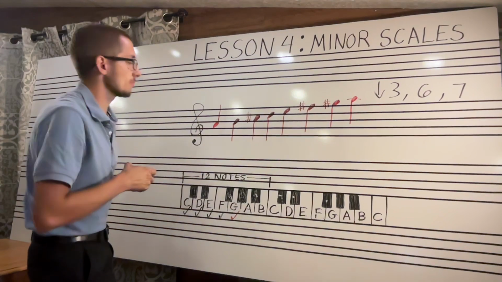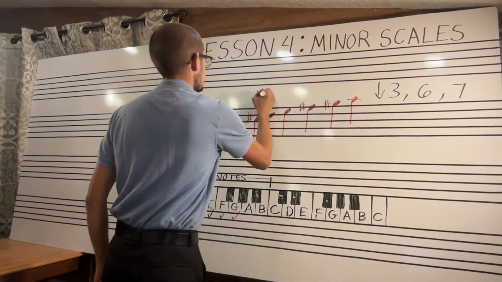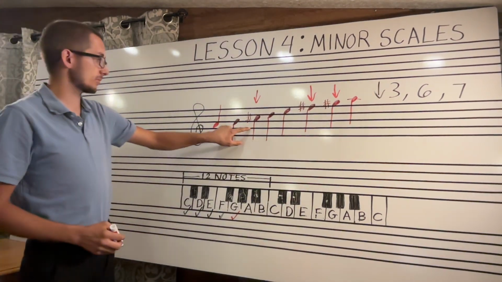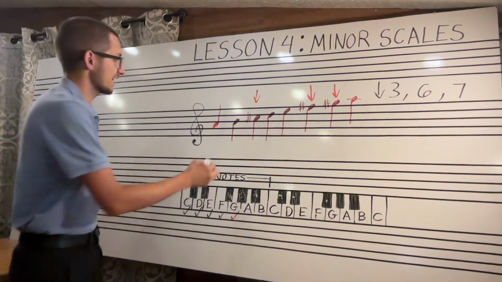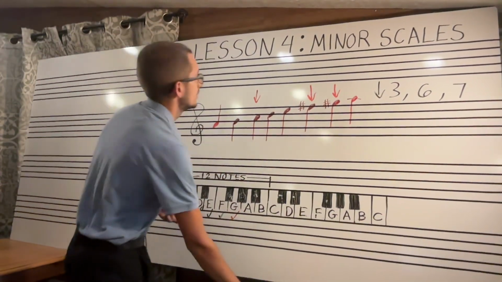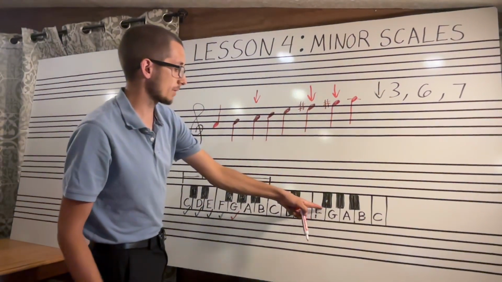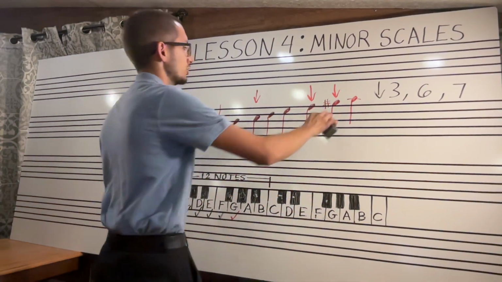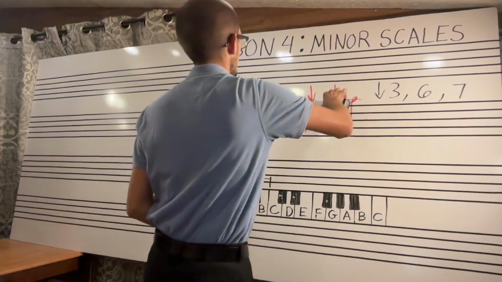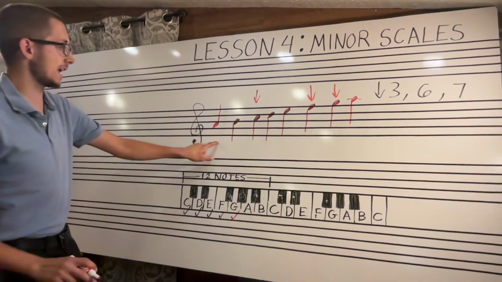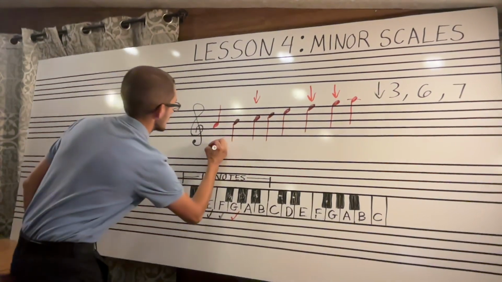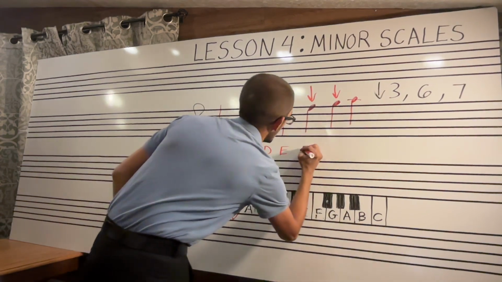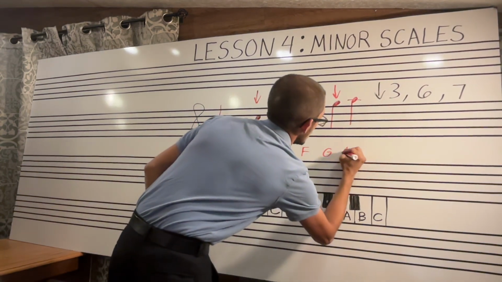In order to get the A natural minor, we need to lower the 3rd, the 6th, and the 7th. If we lower the C sharp down a half step, that becomes a C natural. So we'll just take away that sharp sign. If we lower the F sharp, that F sharp becomes an F natural. And to lower the G sharp, that G sharp will become a G natural, so we'll just take away the sharp sign. And now this is our A natural minor scale. It has the notes A, B, C, D, E, F, G, and A.